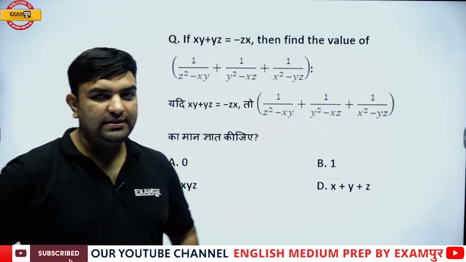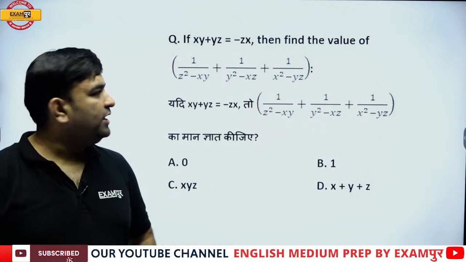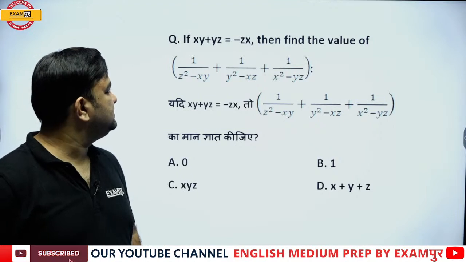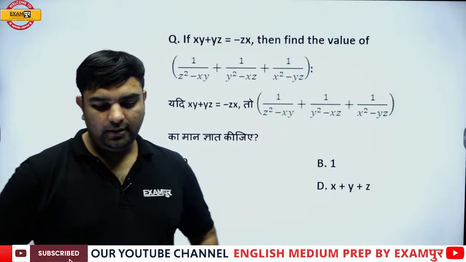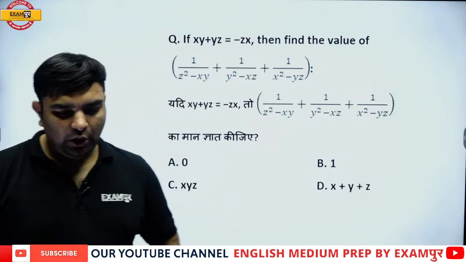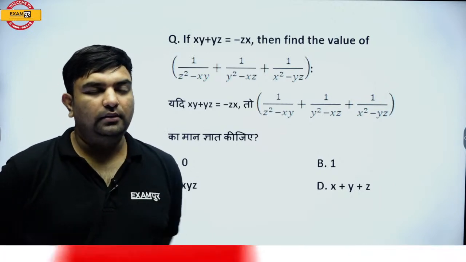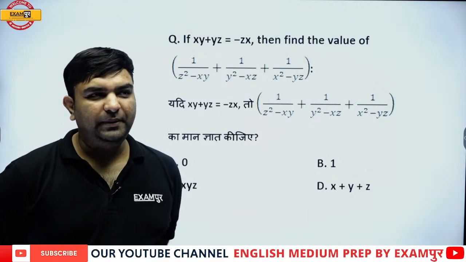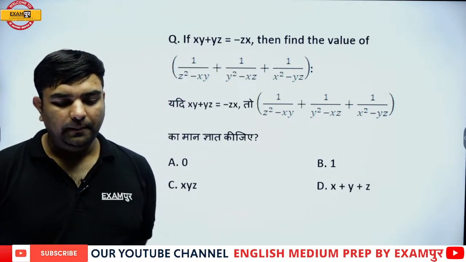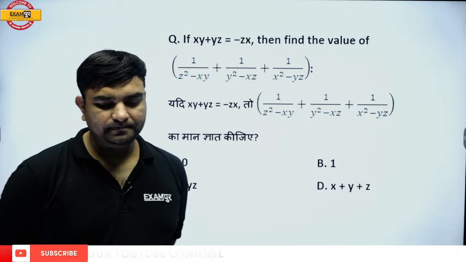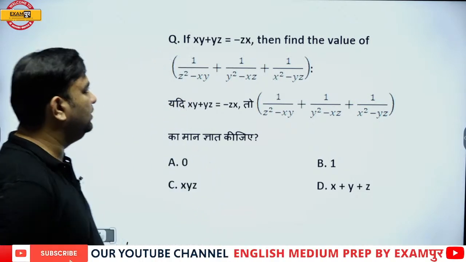xy plus yz is equal to minus zx. Guys, this can be done by value putting as well, but this can also be done by a bit of thinking. What is the thinking I am talking about?